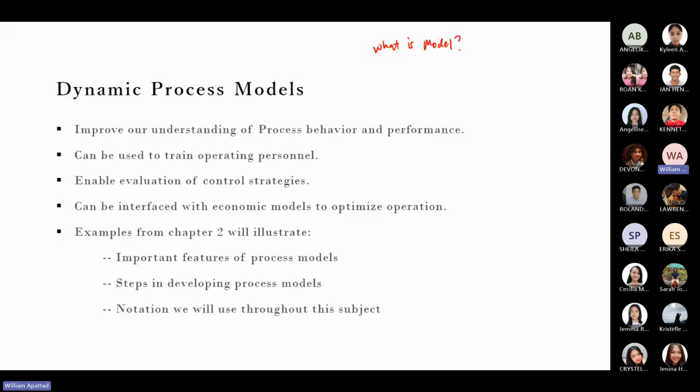Okay. So in terms of process control, okay, a model is a representation, or we say mathematical representation, of a process considering the conservation laws. Okay, examples of the conservation laws.